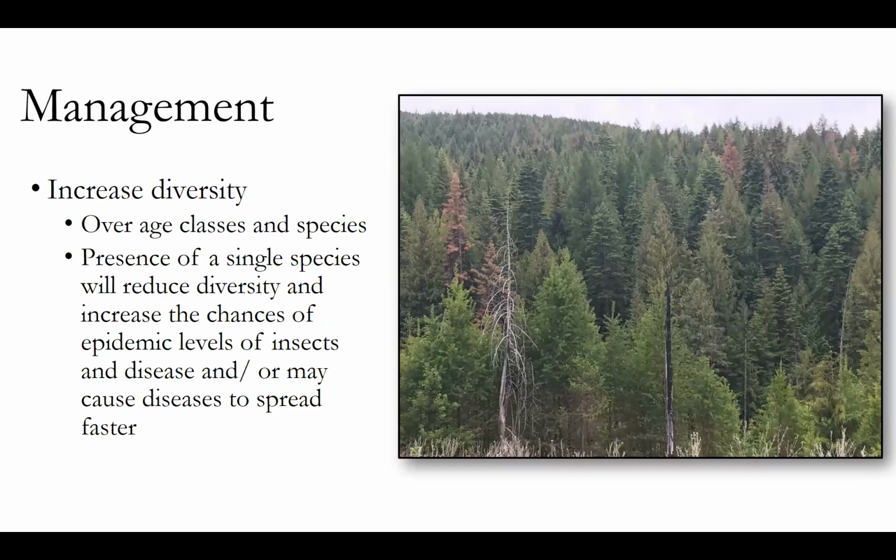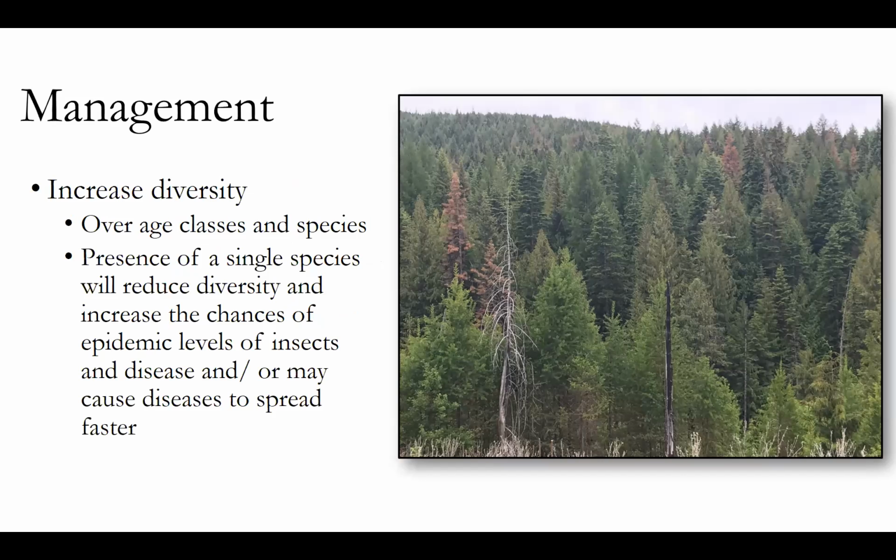Diversity, not only of tree species, but also of age classes, is important. Many insects and diseases only affect certain species and or age classes within a species. Therefore, the more species and age classes you have, the less likely an insect or disease can take out the entire stand. The same is true of abiotic issues.